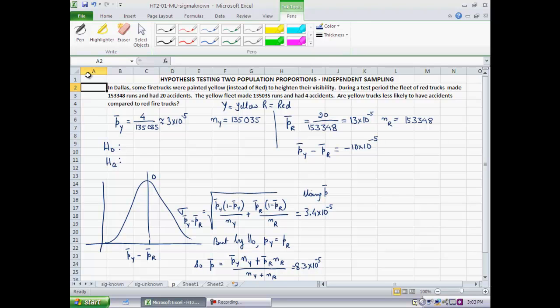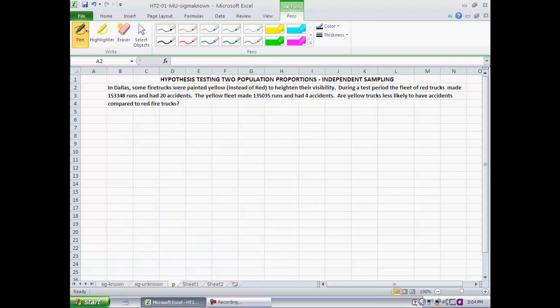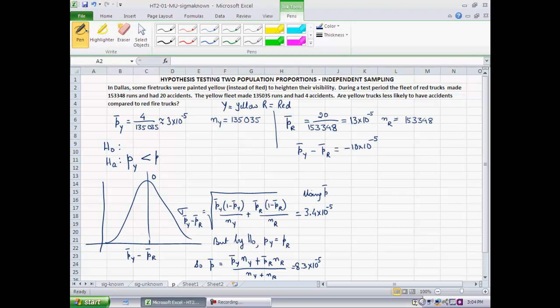All right. So let me write down the hypothesis that we are trying to establish, and I'll write it as the alternate. So are yellow trucks less likely to have accidents compared to red fire trucks? Let me phrase it the following way: Py is less than PR. So what does P mean? P represents the proportion of runs resulting in accidents, and the subscript Y is for yellow. So Py less than PR means we would like to establish that the proportion of runs by yellow trucks that ends up being in accident is less than the proportion of runs that end up with accidents for red trucks. So Py less than PR.